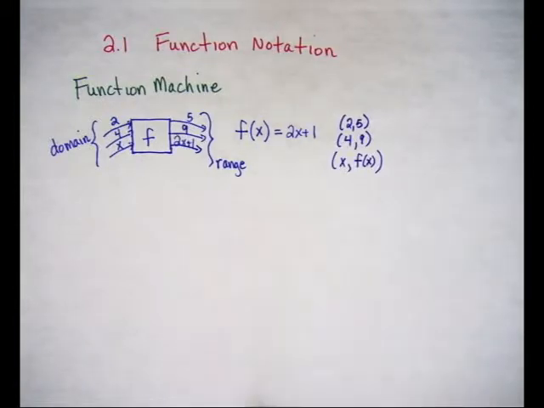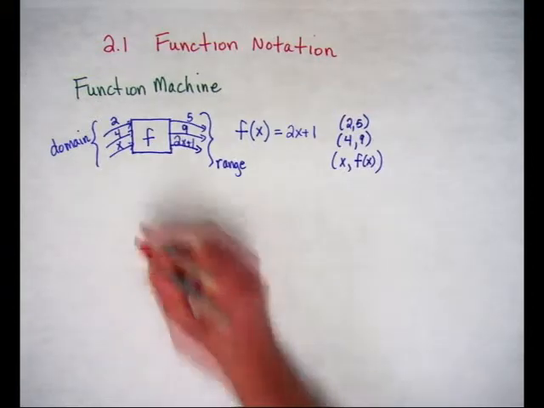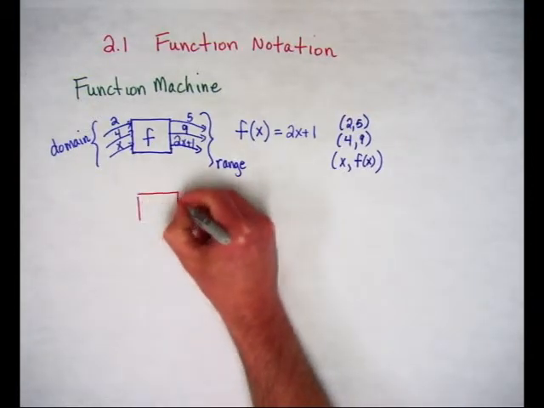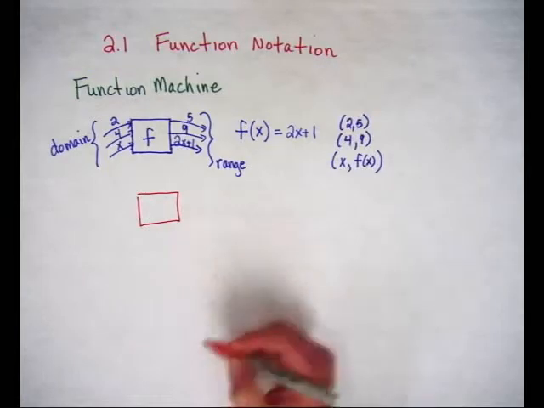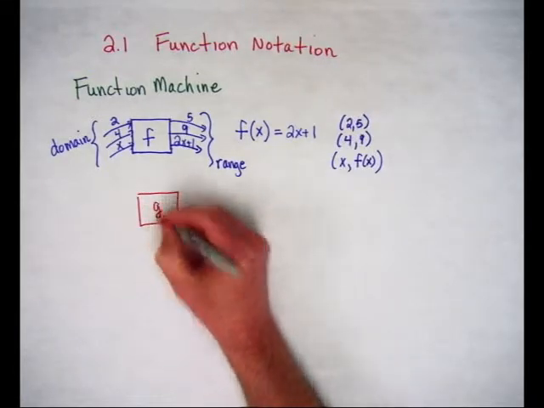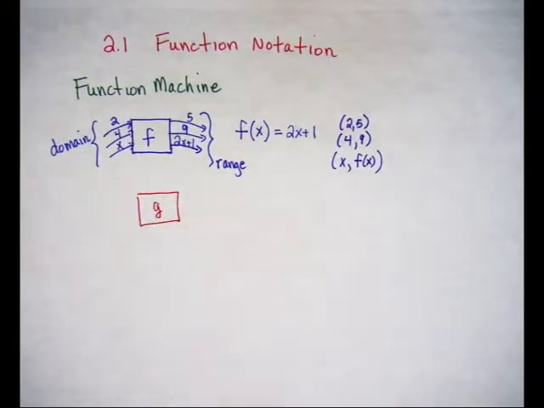Okay, so we'll just try this again. So let's say we had a different machine. Again, the machine is just meant to be an analogy of what's actually happening. So let's say we had a different machine, and we called this time the machine G, indicating that it's a different rule than the original machine F.